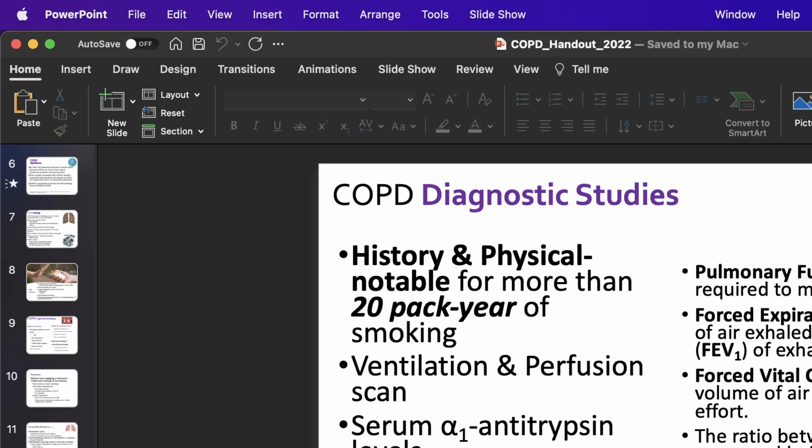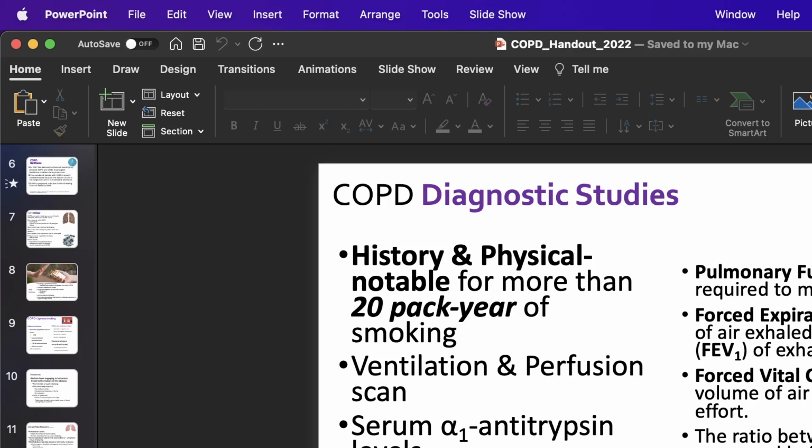We compare that ratio with the forced vital capacity. The forced vital capacity is the total amount of air that they can blow out. So FEV1 is what they blow out in 1 second. The forced vital capacity is what they blow out for the full breath. And then we look at the ratio between the two. Basically, if it's less than 70%, that's diagnostic of COPD.